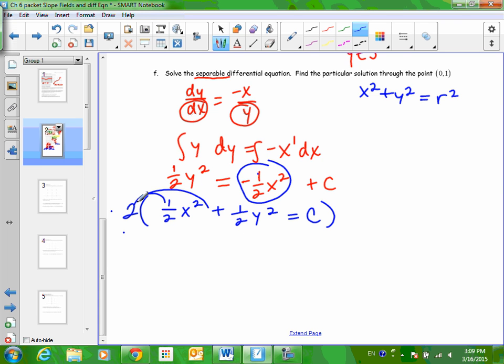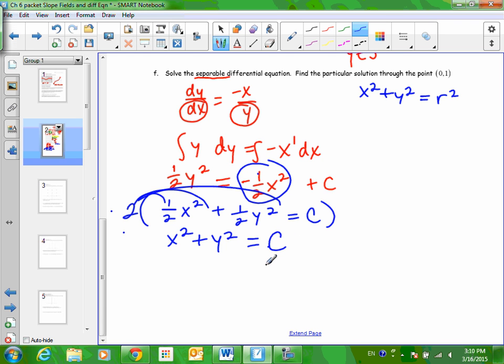So I distribute, right? Distribute to everything. And that gives me x squared plus y squared equals what? 2c. All right, I'm hearing 2c. What does c stand for? You're not wrong. It's just any number. So what is 2c? Just some any number, right? C. So it is totally fine to just write c.